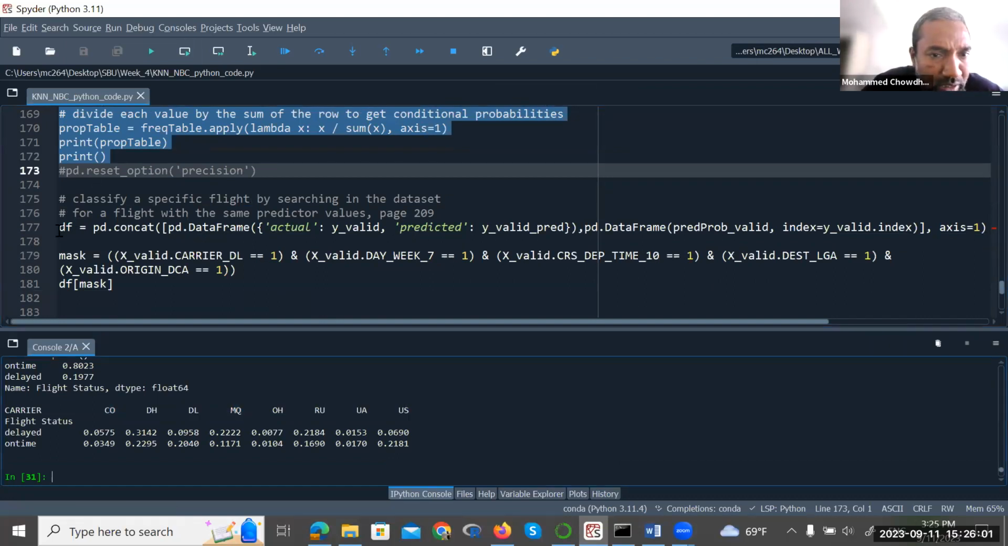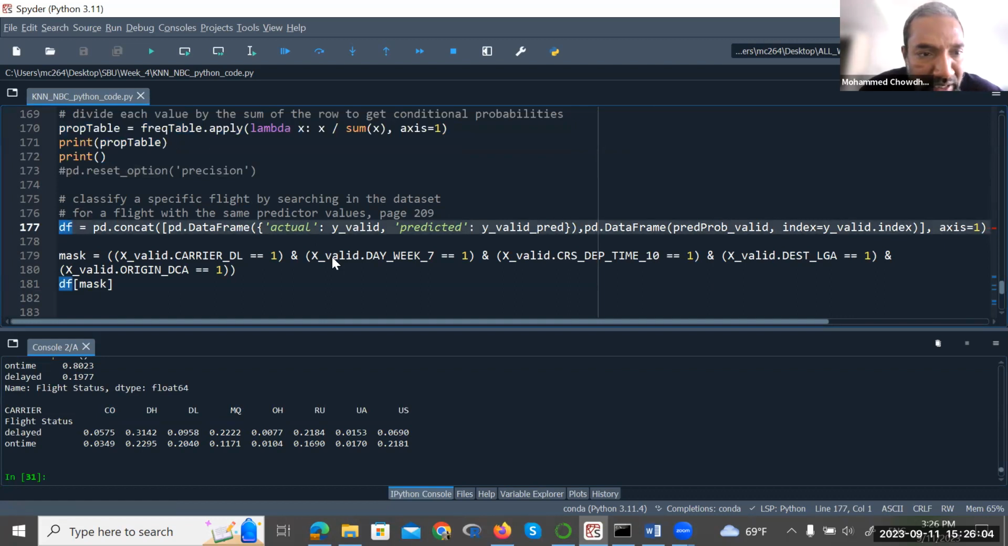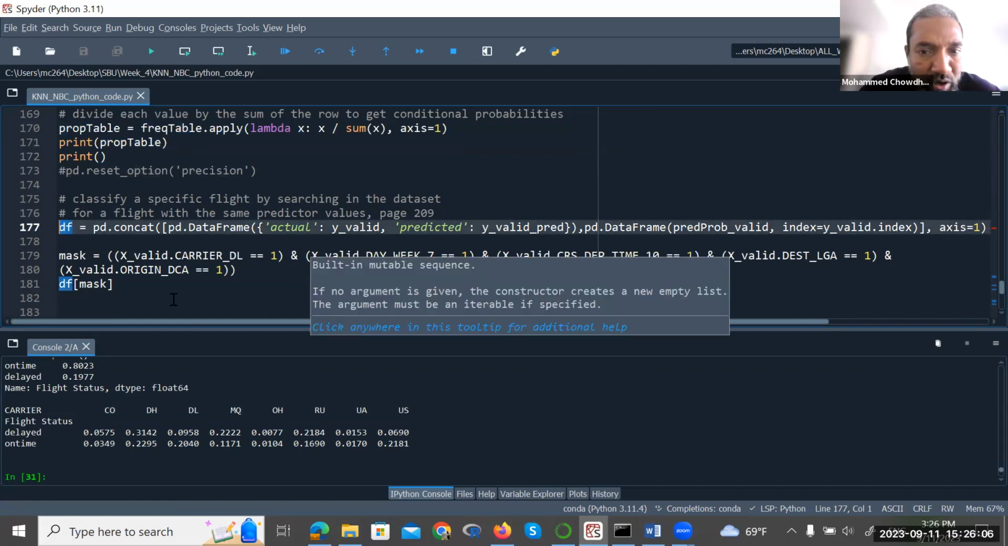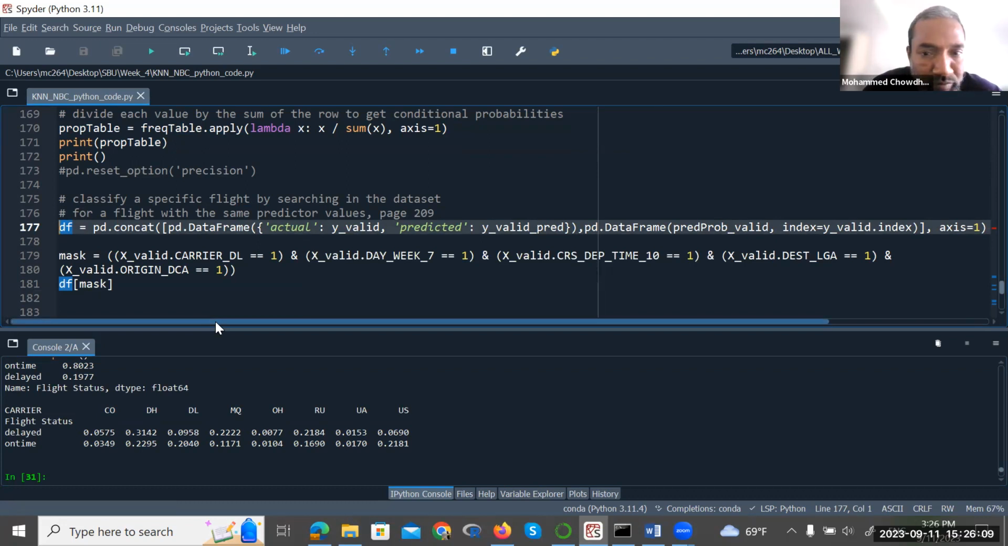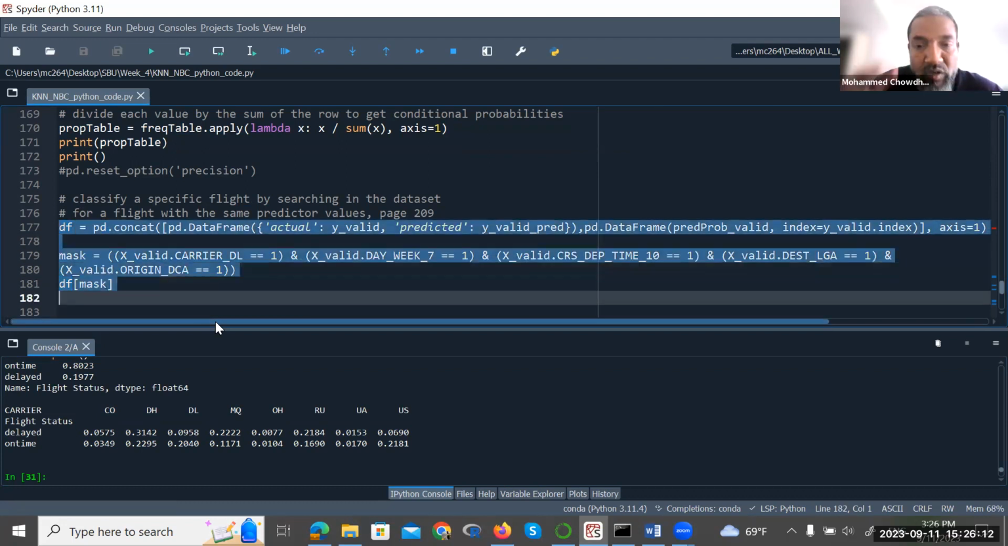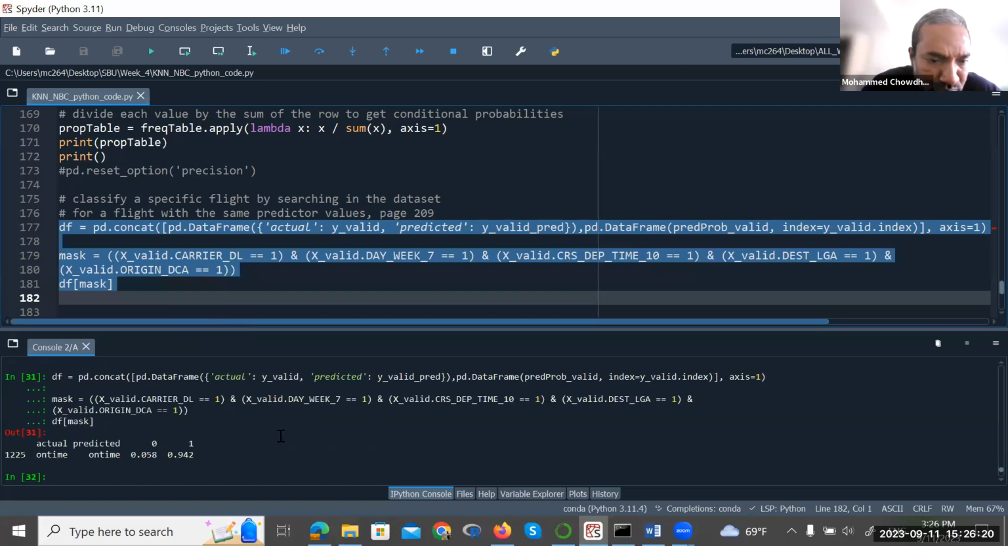After that, I want to classify a specific flight by searching in the dataset for a flight with the same predictor values, on page 209. In that case, I want to find a specific flight with a specific set of covariates, like the way I theoretically derived it, and then the actual and predicted value. On time, so 0 and 1, it is a 94% probability that it will be on time, and predicted 0 and 1, 0 means not on time, its probability is this.